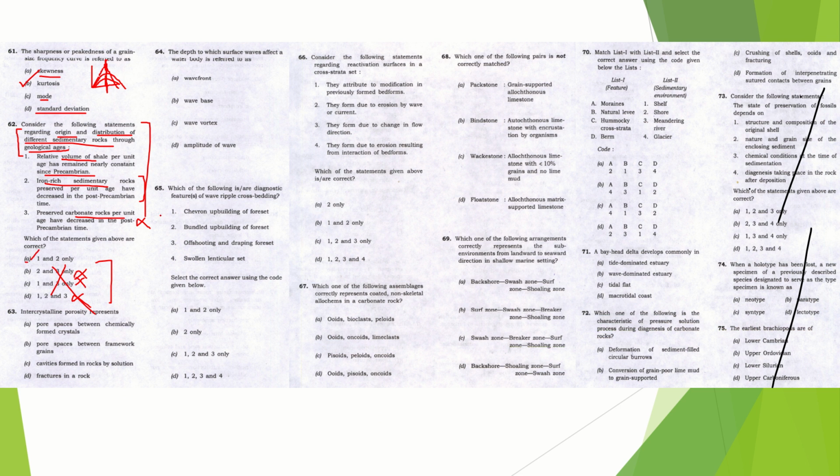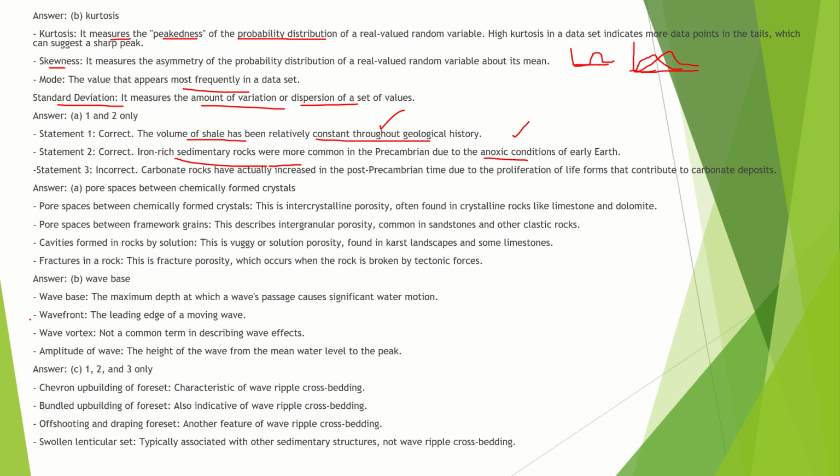So 1 and 2. Intercrystalline porosity represents. So there is a question on porosity. Let me tell you one thing. The question is intercrystalline, something related to crystals. So pore spaces between chemically formed crystals. Simply, this answer could be found by using your common sense. But if you want to know more in depth, then I can tell you as well.